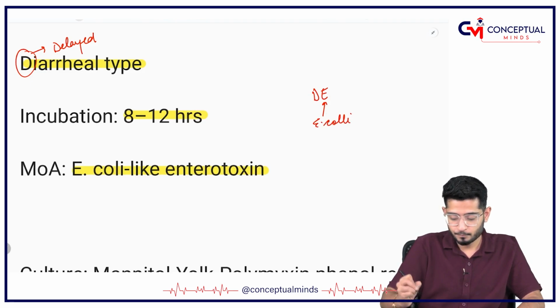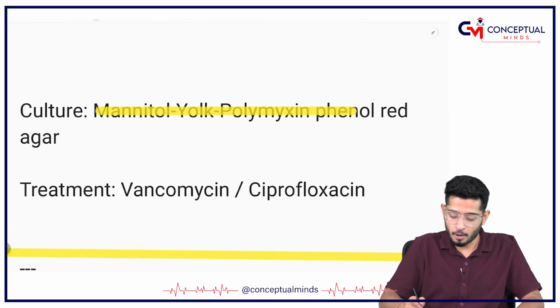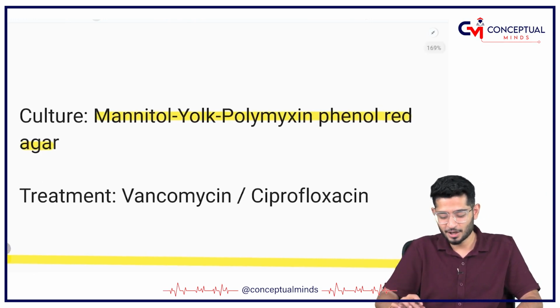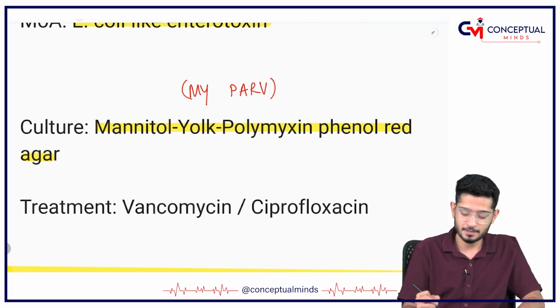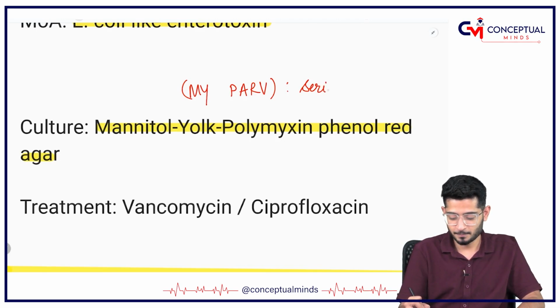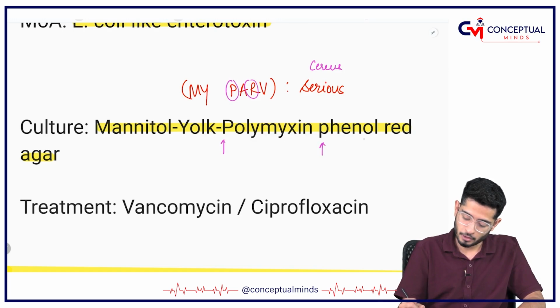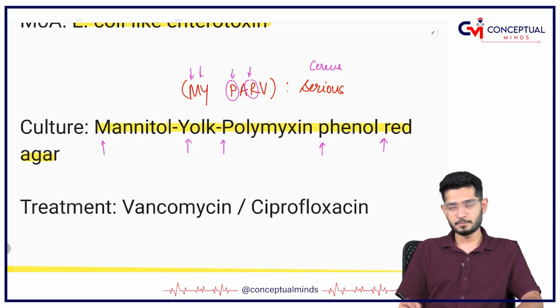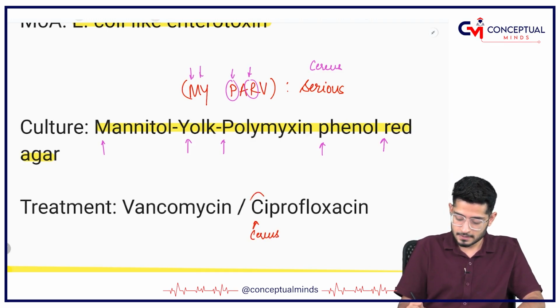Okay. So what is the culture media in which Bacillus cereus grows? It grows in Mannitol Egg Polymyxin phenol red agar. Oh my god. Okay. So please remember MYPEP, my pep. It will be easy for you to remember. My pep is cereus. Cereus means serious. Bacillus cereus. PEP means Polymyxin phenol red. My means Mannitol Egg. And the treatment for Bacillus cereus, C for cereus, C for ciprofloxacin, and V for vancomycin.